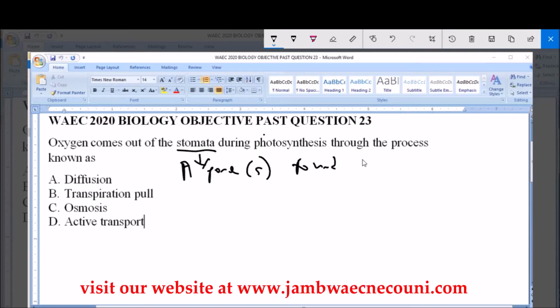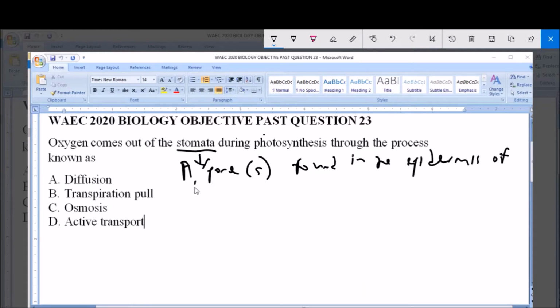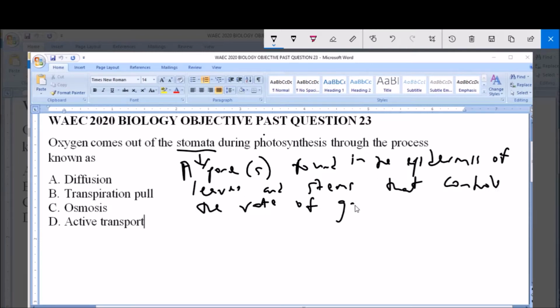and they are found in the epidermis of leaves and stems, that is, of plants, and they control the rate of gas exchange. So this is their major function, regulating the rate of gas exchange.